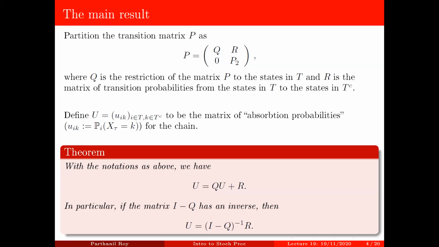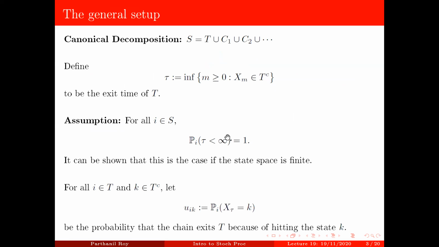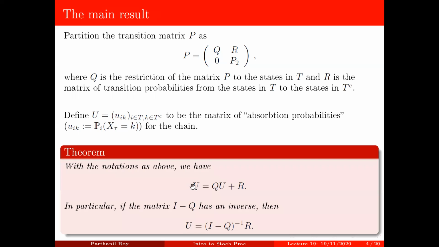Now, the theorem that we stated last time was that under the notations and assumptions as above, so essentially it means that mainly this assumption holds. Without this assumption, the u_ik is not even well defined. So we'll assume that this holds. Then U is given by QU plus R. You can note that in this matrix multiplication, all the orders will match. There is no problem. When the matrix I minus Q has an inverse, then U equals (I minus Q) inverse times R. By the way, (I minus Q) inverse, as we discussed last time, is called the fundamental matrix.